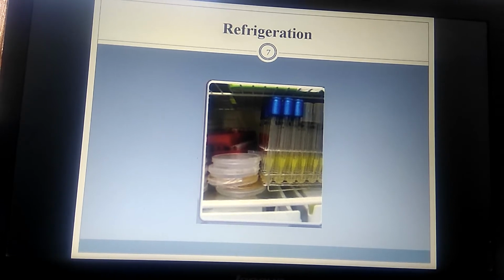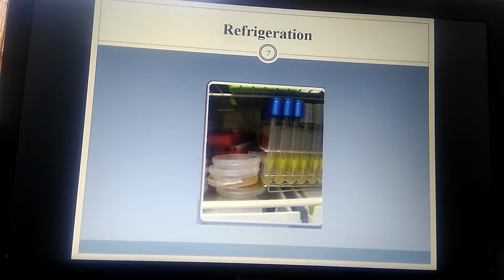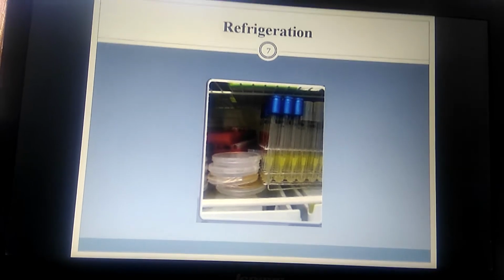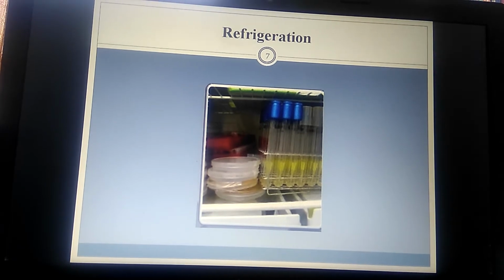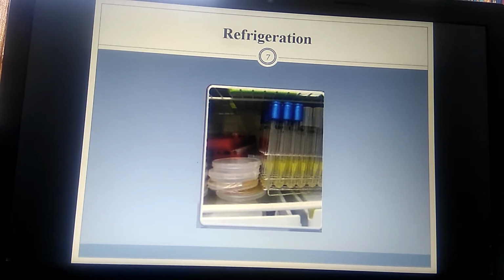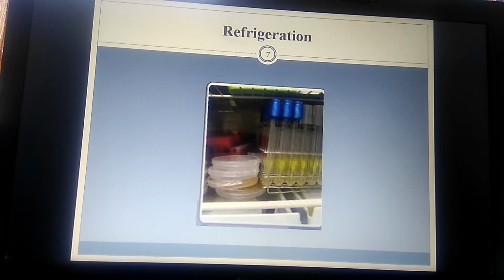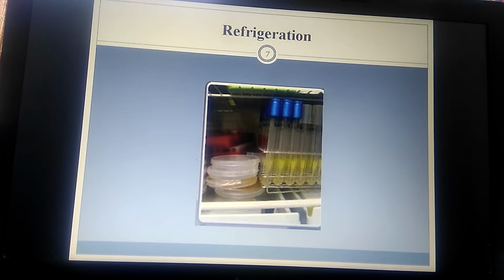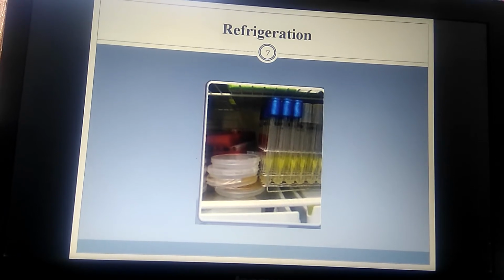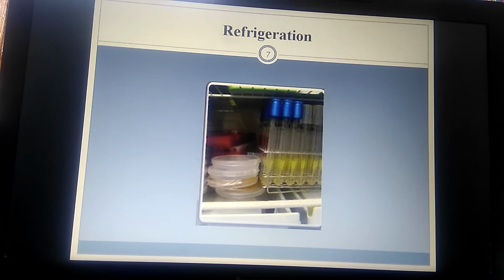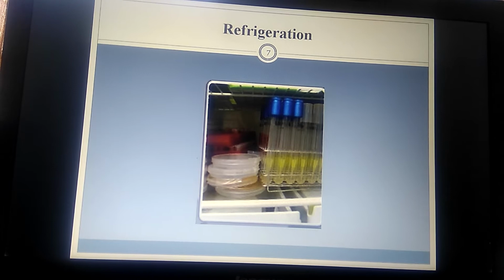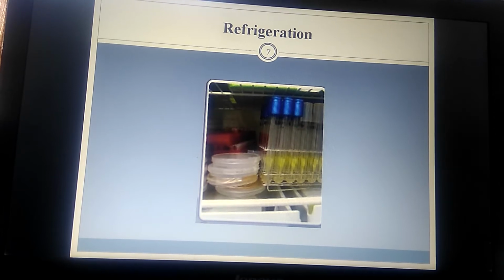Refrigeration is one of the oldest techniques, where we can preserve the agar plates, slants, and broth cultures in the refrigerator at 4 degrees Celsius. This will bring the bacteria into static conditions, so that they will not replicate. Rather, they will just be living, or in the dormant stage. So that will help us to preserve the bacteria. But this cannot be done for a longer time.